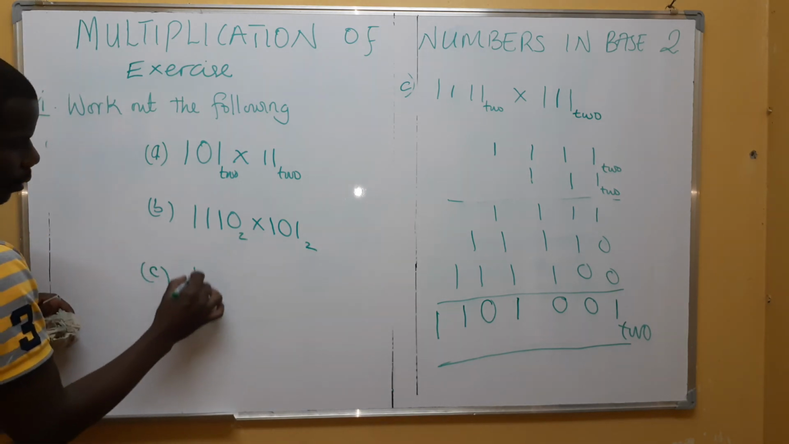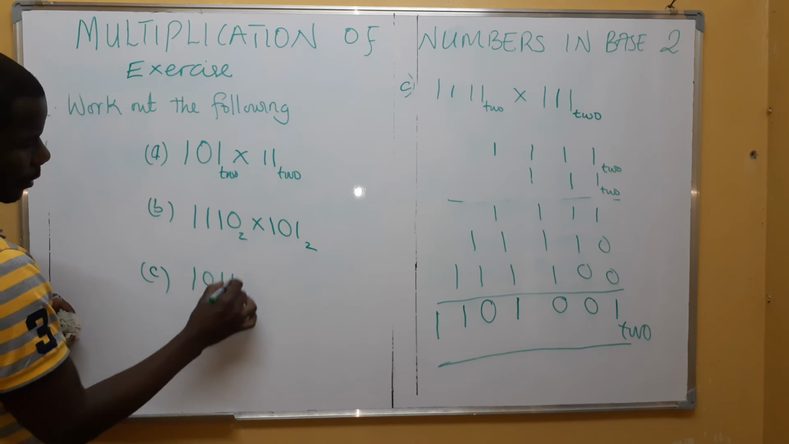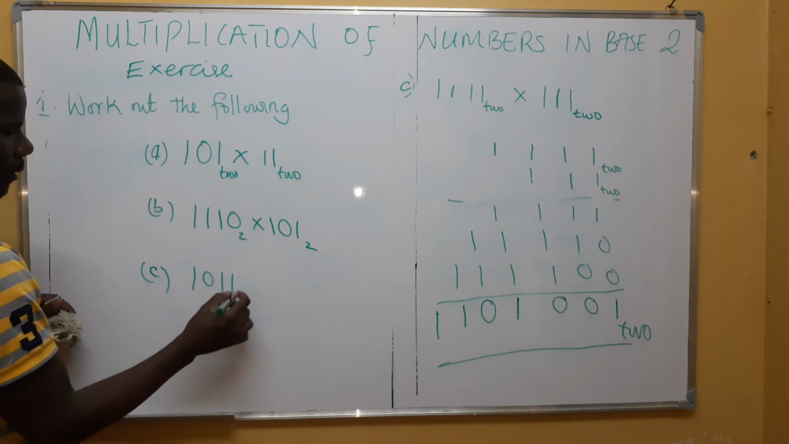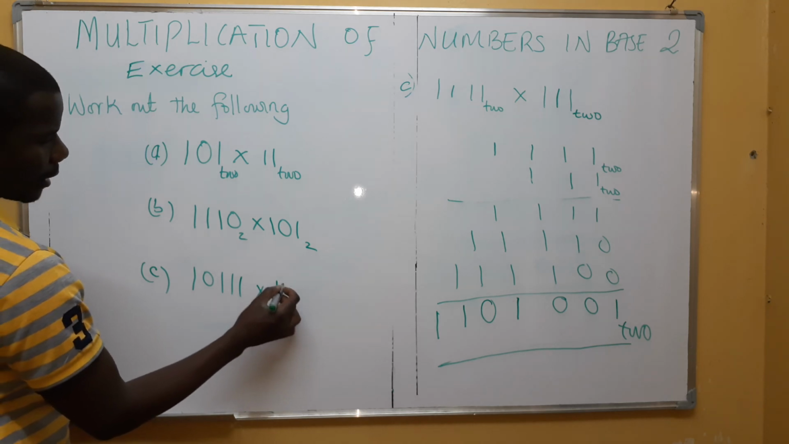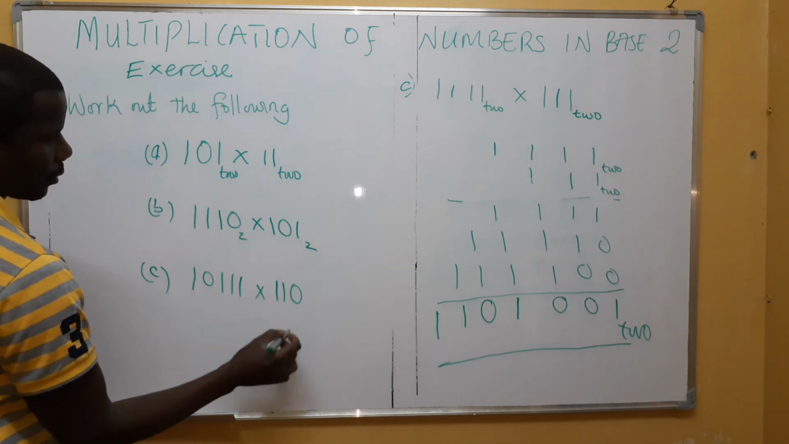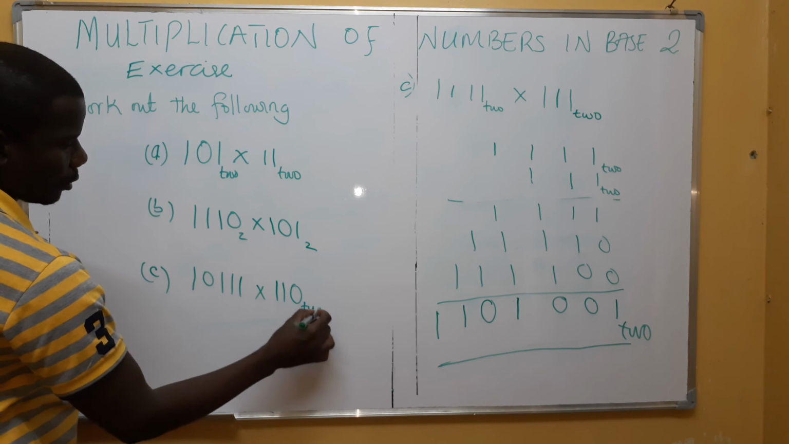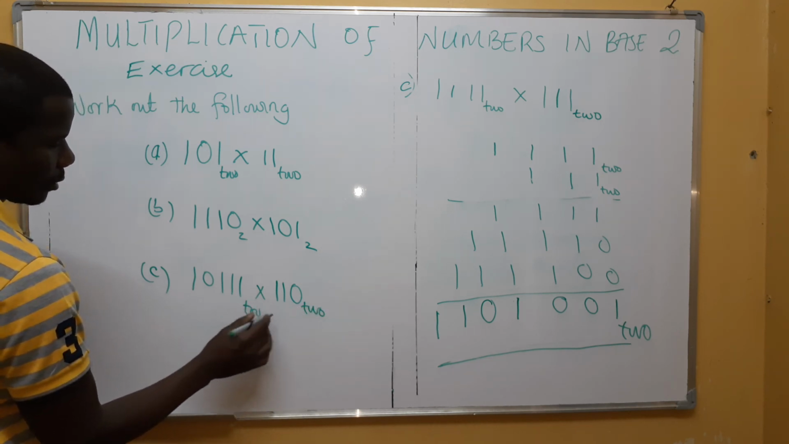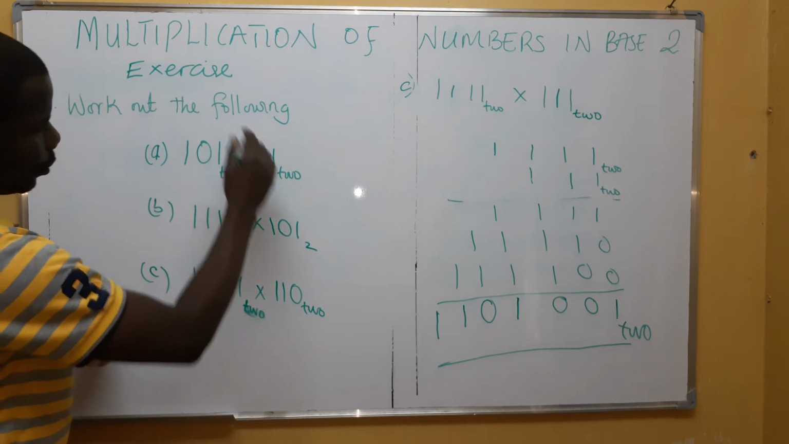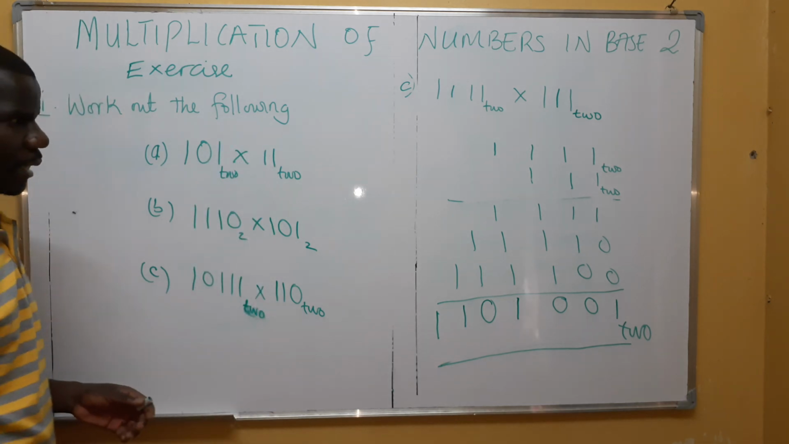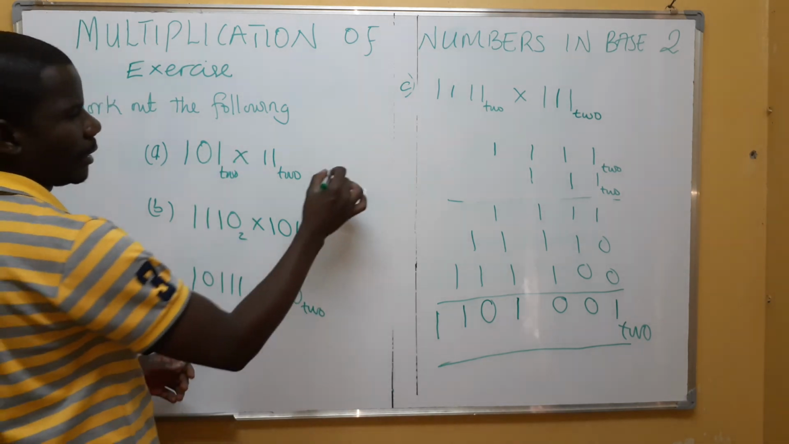C, 1, 0, 1, 1 multiplied by 1, 1, 0, in base 2. We do this as an exercise. You are expecting these questions in your exam.